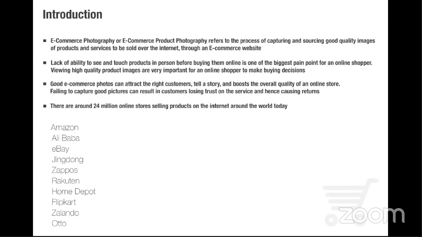So for photographers like us who shoot for e-commerce, the biggest responsibility is to ensure that we capture the highest quality of image possible so that we can give all the details to the online shopper and ensure he feels the product and can judge the entire product based on the image that we have shot. As mentioned here, it's one of the biggest pain points that an online shopper can't really get hold of the physical product. But our photographs should be of high quality so that they can do justice to it, right? Good e-commerce photos can attract the right customers. Definitely, yes.